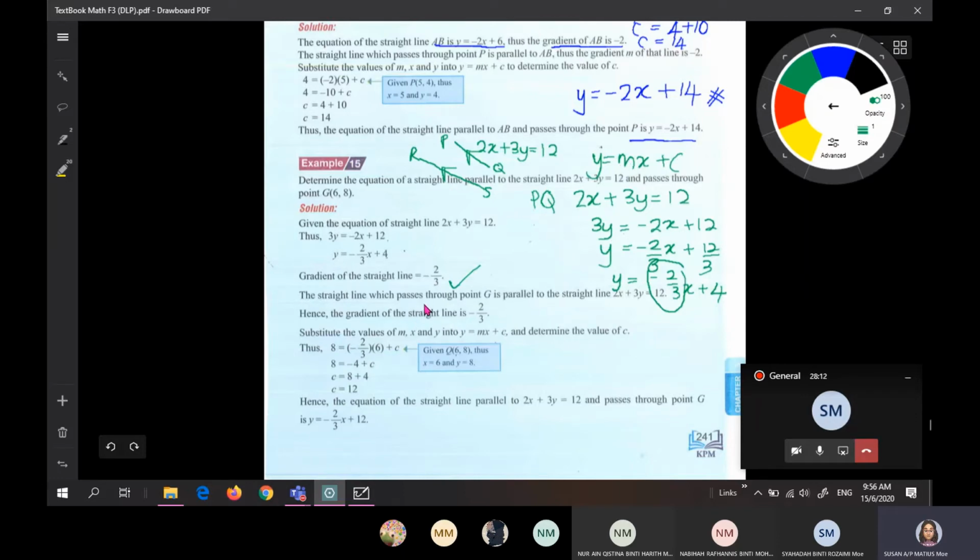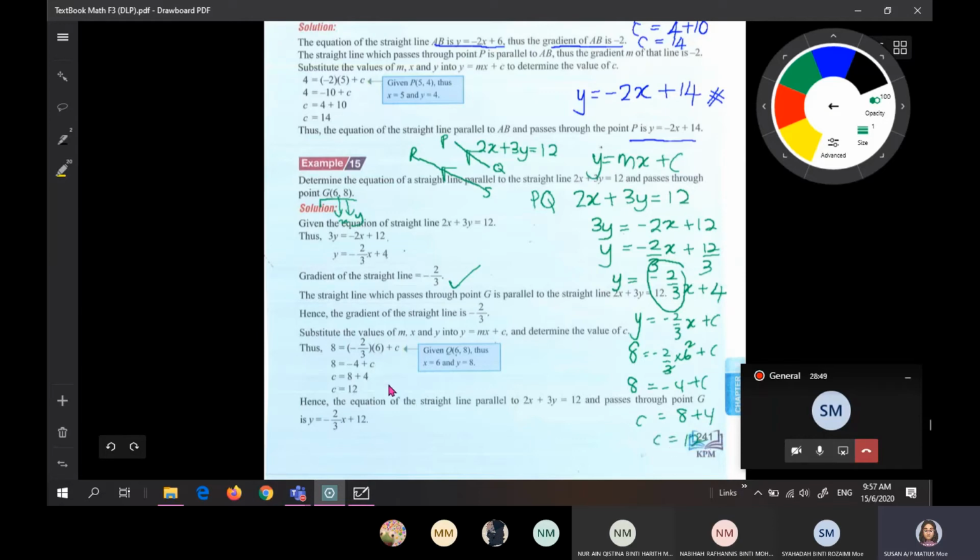Okay, so the next thing is all going to be the same. Once you already know the gradient and the point is given to you, then the next step is to find the c. How do you find the c? y equals negative 2 over 3x plus c. Substitute. What is the value of x and y? So x is 6, y is 8. So that will give you 8 equivalent to negative 4 plus c. So c is equivalent to 8 plus 4, which gives you 12.